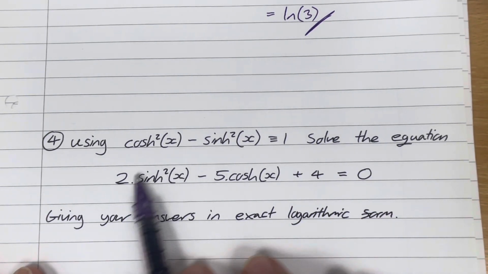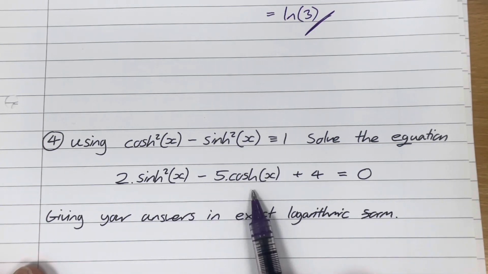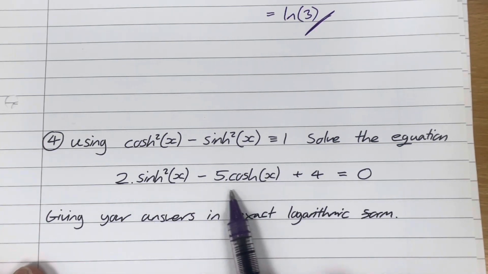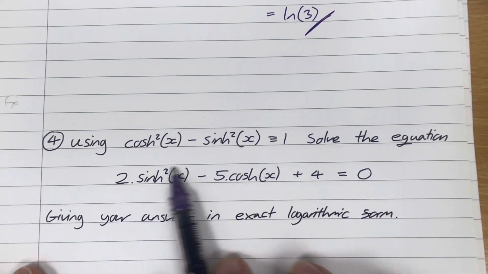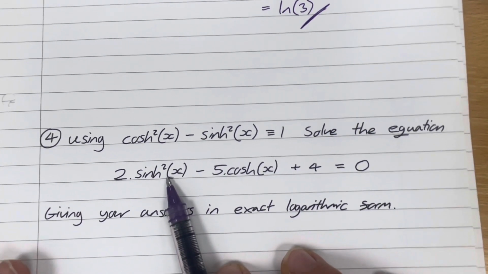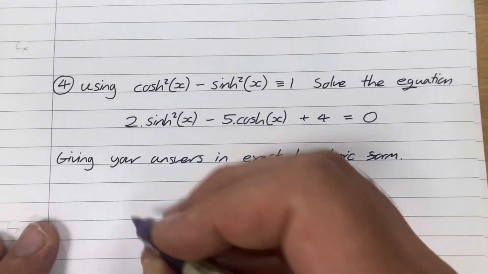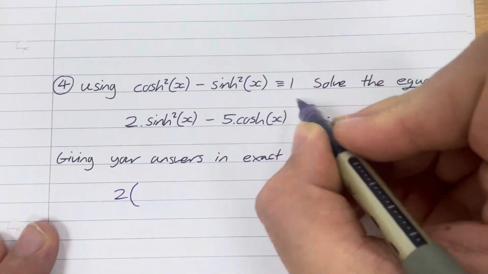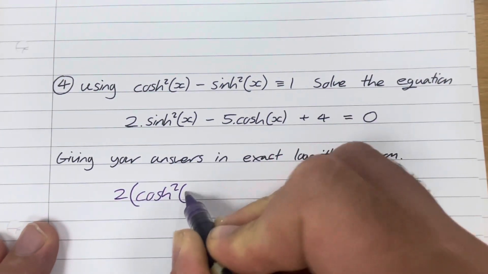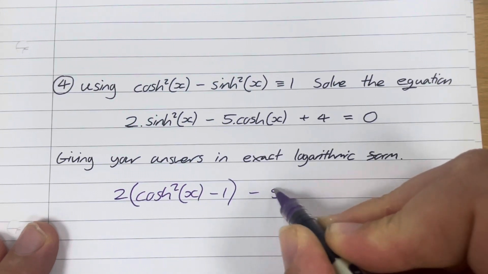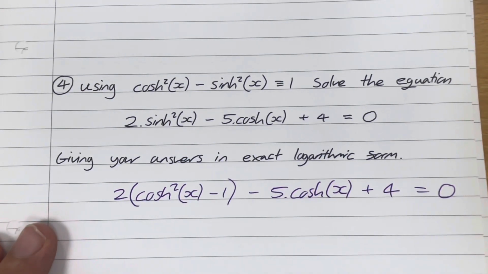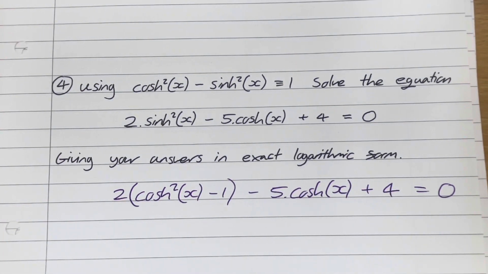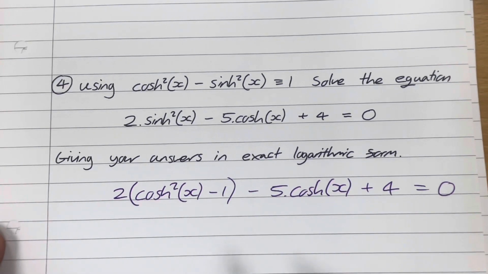At the moment, we have a quadratic sinh term, we have a linear cosh term, and we have a constant. So because we have a linear cosh term, I'm going to transform this equation into a quadratic in cosh by using this identity up here. So I'm going to replace the sinh squared with something to do with cosh squared. Using the identity above, 2 sinh squared, but sinh squared is cosh squared of x minus 1, minus 5 times the cosh of x plus 4 equals 0. So that's now what my equation has become, and I've used this hyperbolic identity to solve this equation.